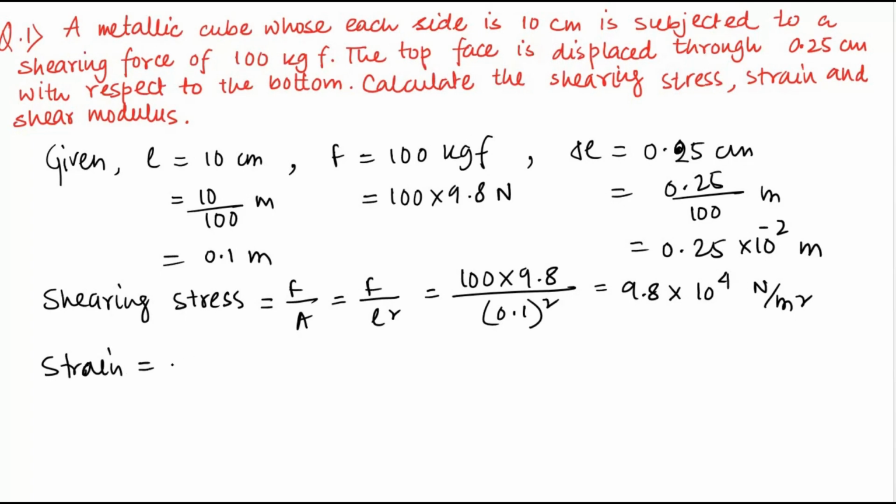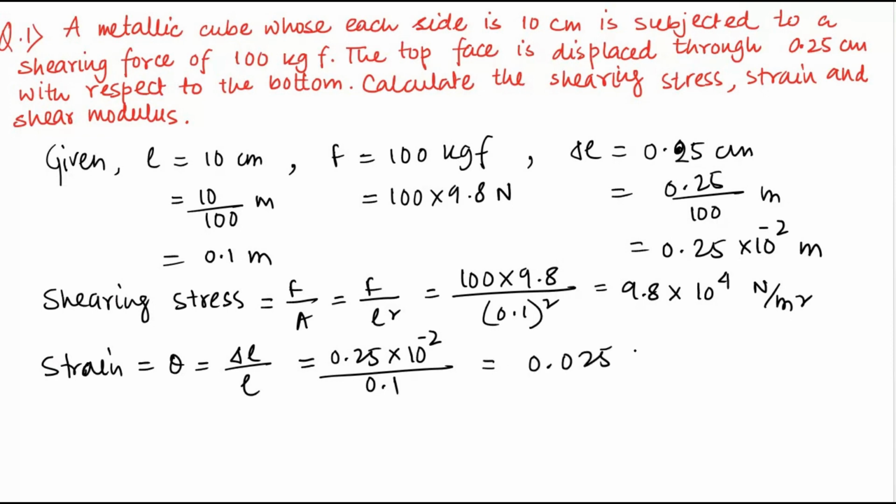So strain is equal to theta, which is equal to delta L upon L. So delta L is 0.25 into 10 to the power minus 2 divided by L, which is 0.1. So this is equal to 0.025 radian. Okay. Then lastly we have to calculate the shear modulus or modulus of rigidity.